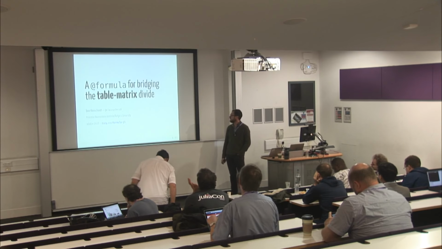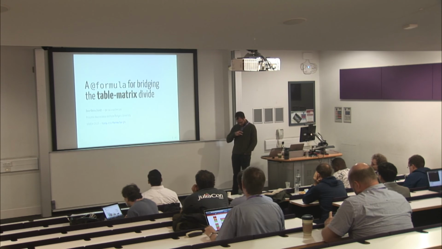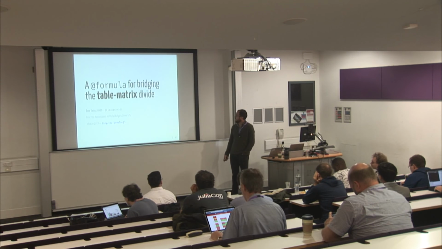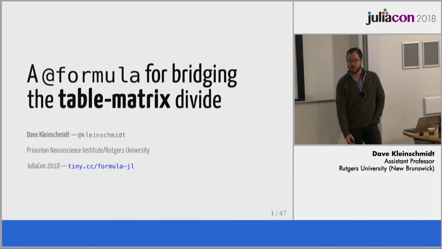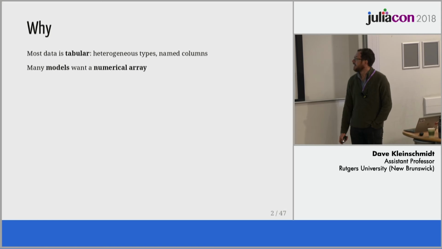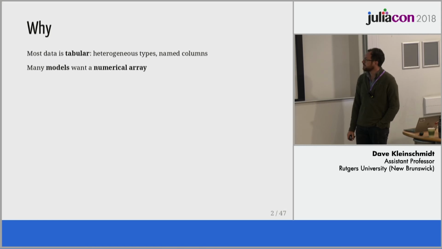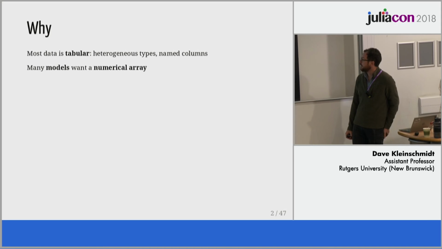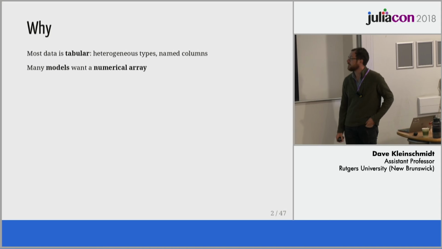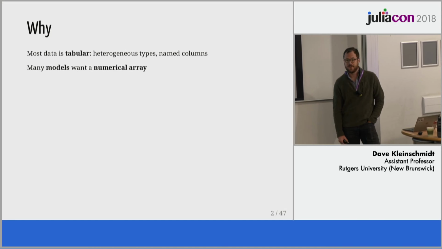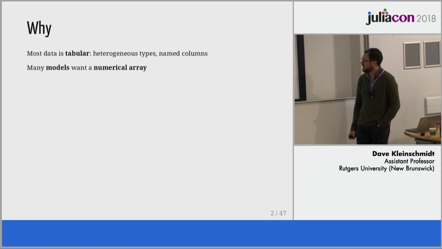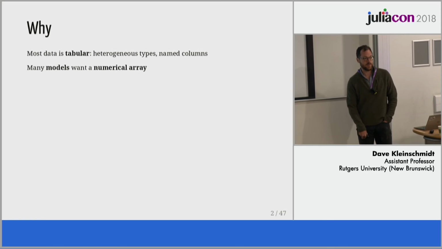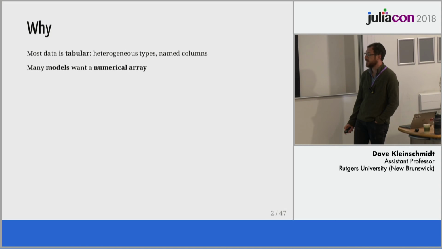I'm going to talk about some work on developing a kind of supercharged formula language for Julia. The motivation for why this language exists is that much of the data that we work with is tabular, so it comes in as columns with names that are heterogeneously typed, so each column might have a different type of data stored in it.